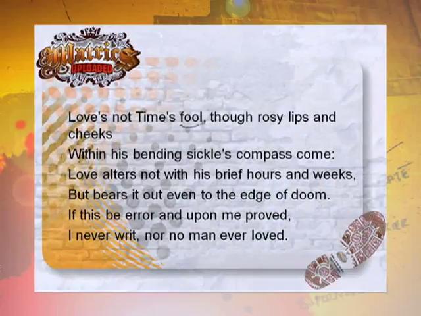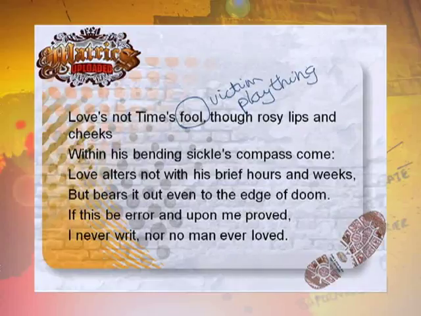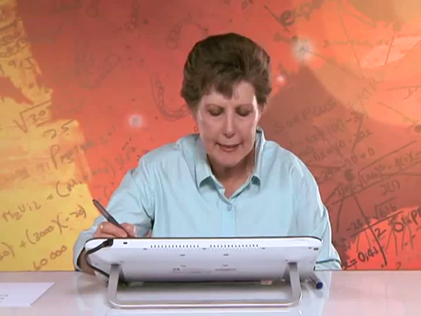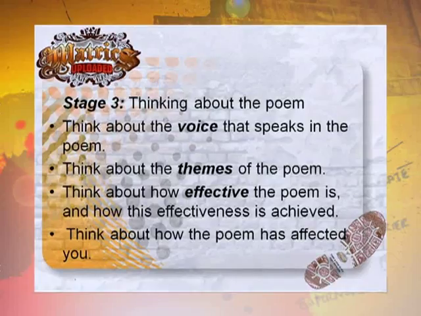Be careful of this word. Fool here is a victim or a plaything, like a toy, something that you play with. That would be an unusual meaning. You should know sickle. It's an agricultural implement which has a curved blade like that, called a scythe or a sickle. Once we've looked at some of the words, we go to stage 3, which is thinking about the poem.